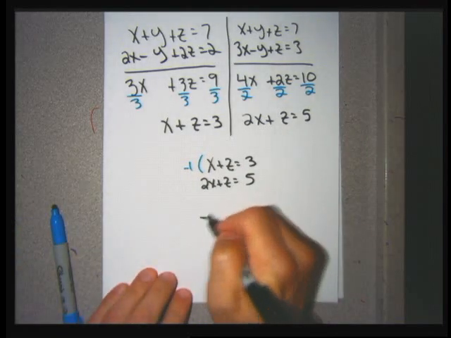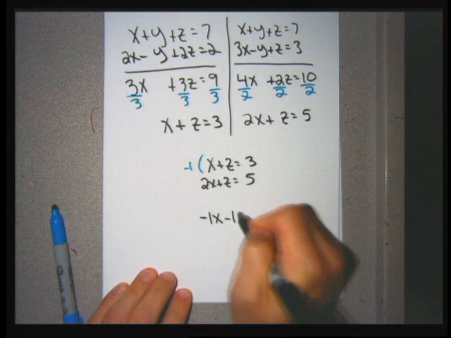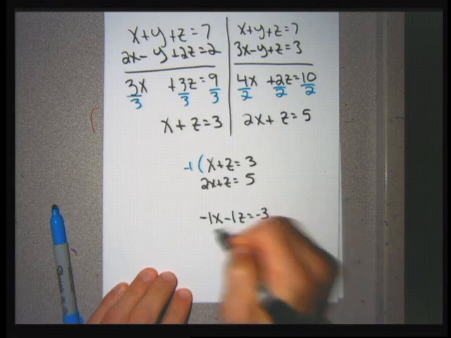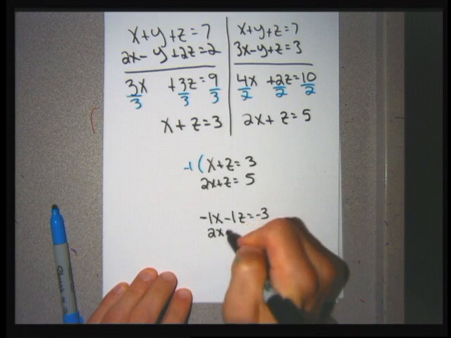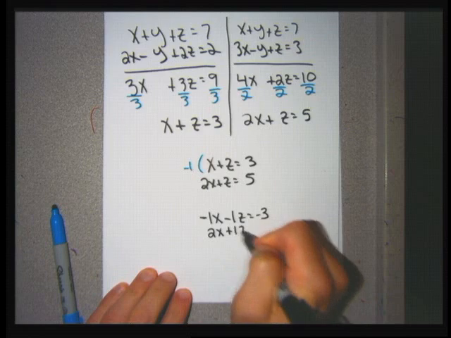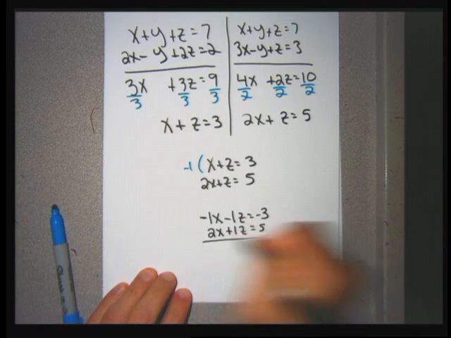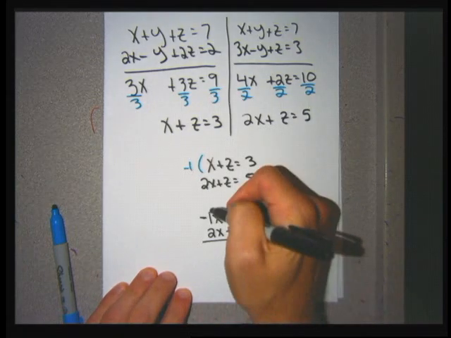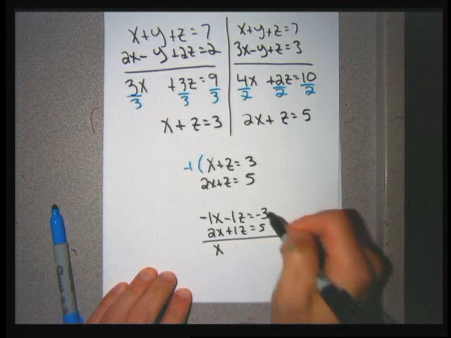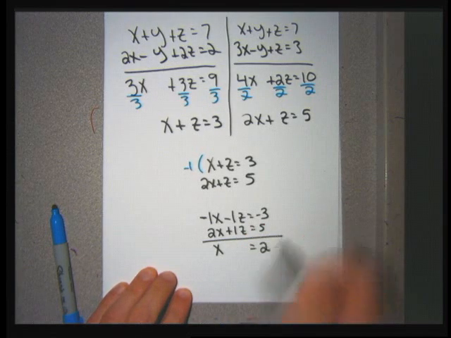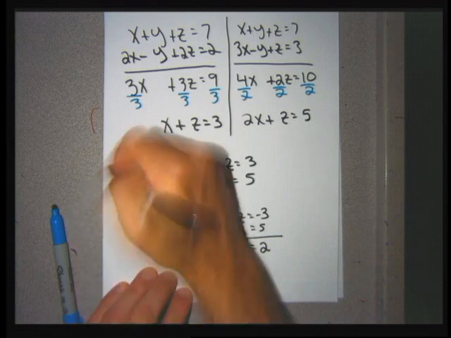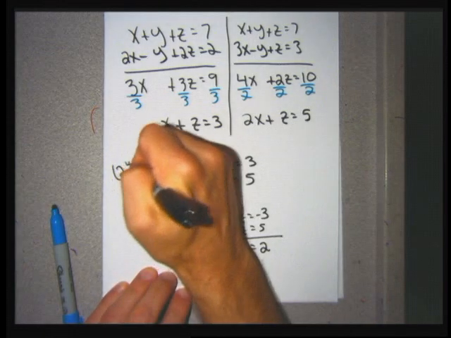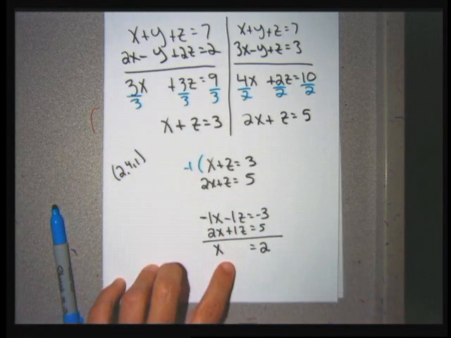The top's going to become minus 1x minus 1z equal to minus 3. I'm going to leave the bottom 2x plus, I'm going to emphasize, 1z equal to 5. When I add these together, negative 1x and 2x is x. Negative 3 plus 5 is 2. Remember, my goal is to get x equal to 2, y equal to 4, z equal to 1. There's my x equal to 2.